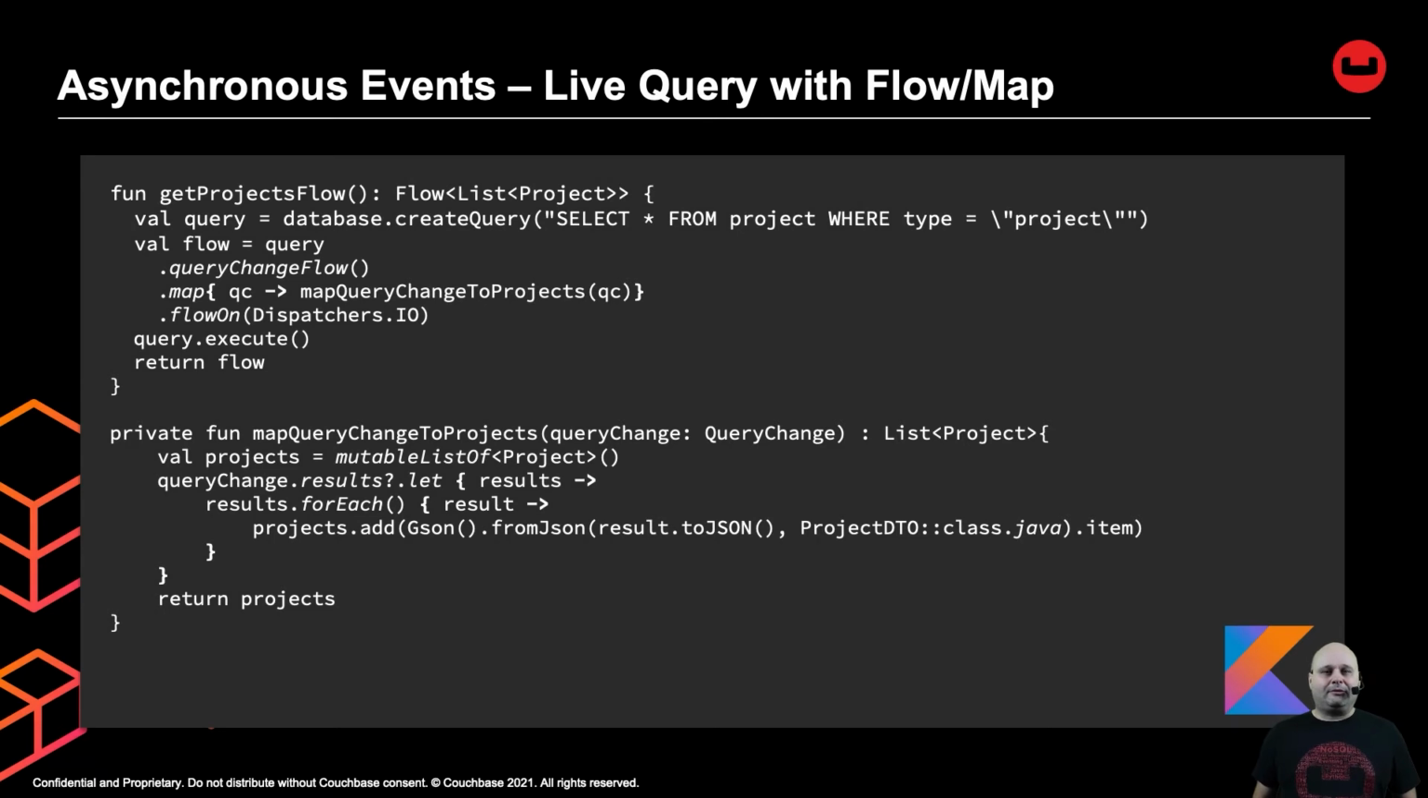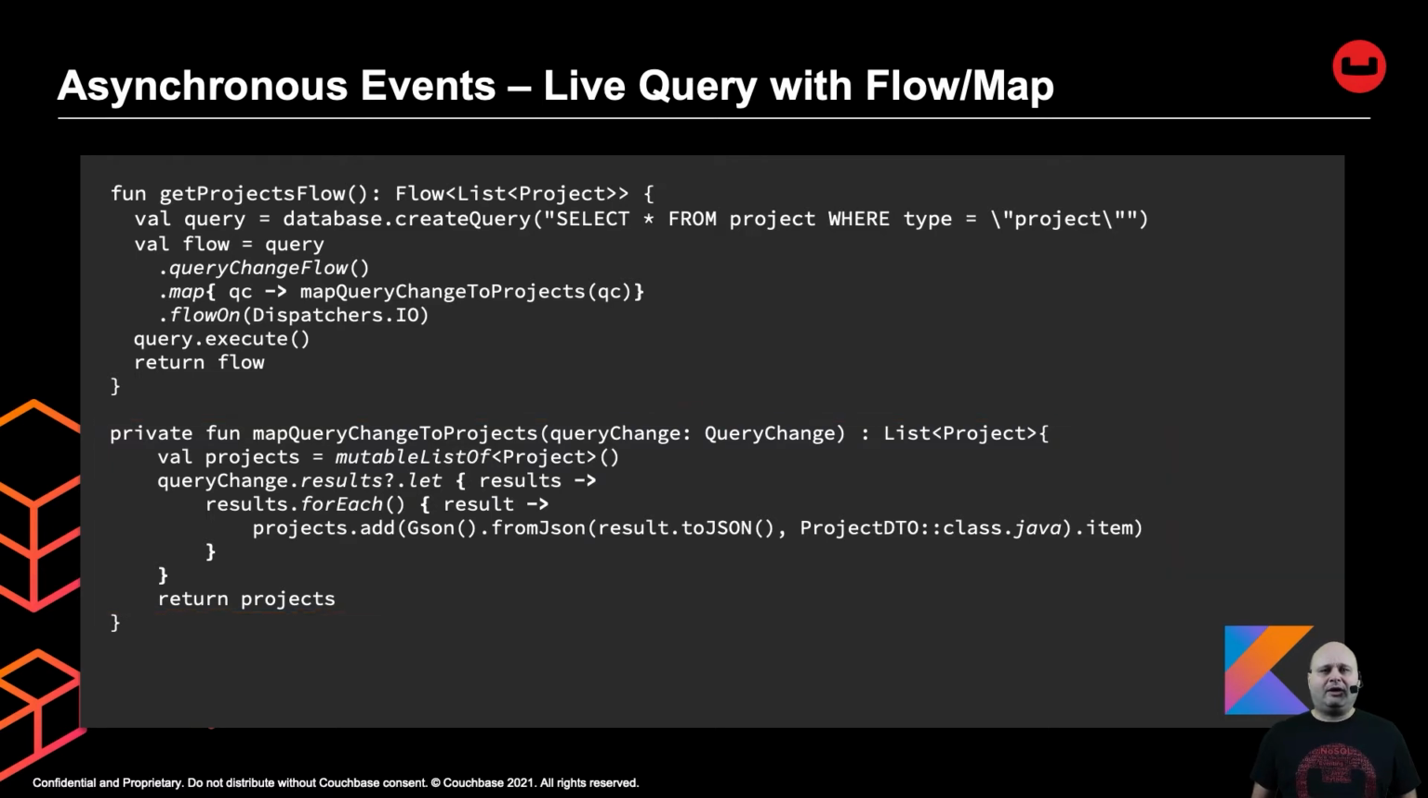The Kotlin Coroutines Flow API provides several intermediaries which we use to modify the values that are emitted into the stream. One such intermediary is the map function. In this code snippet, rather than returning the flow of a query change object, we return a flow of a list of projects. In this example, before executing the query, we define the inline map function, which calls a private function that maps the query change to a list of projects.